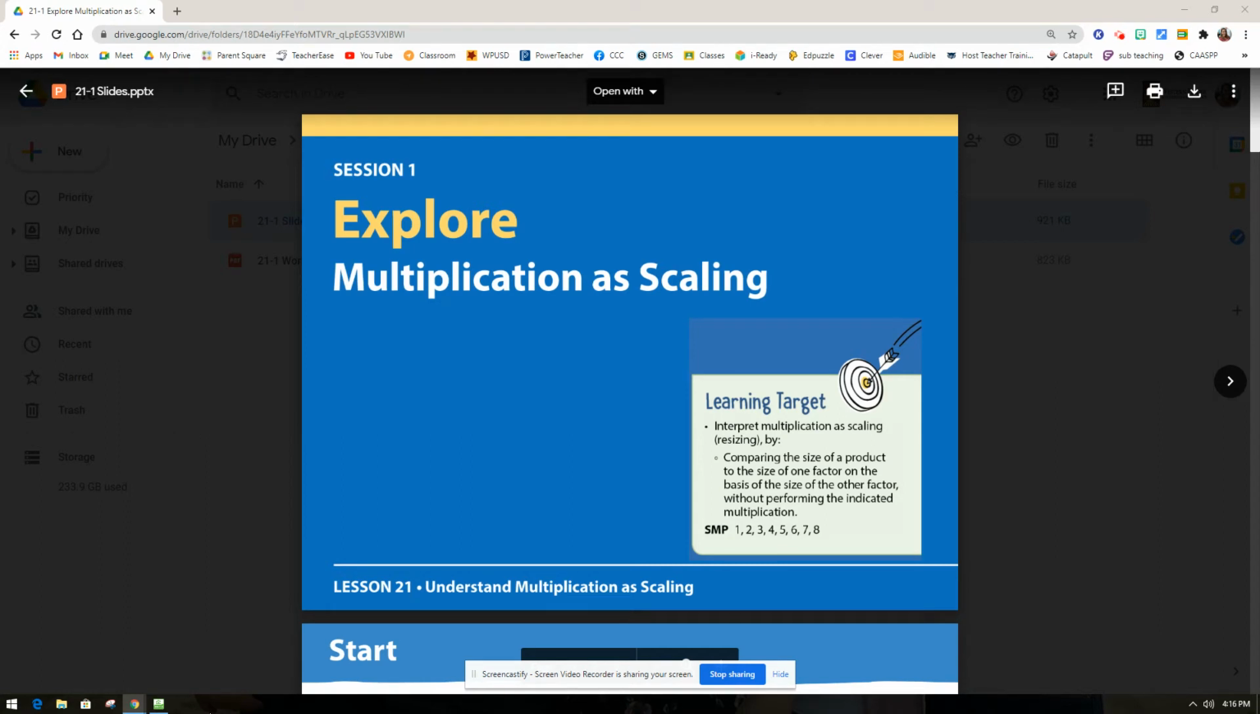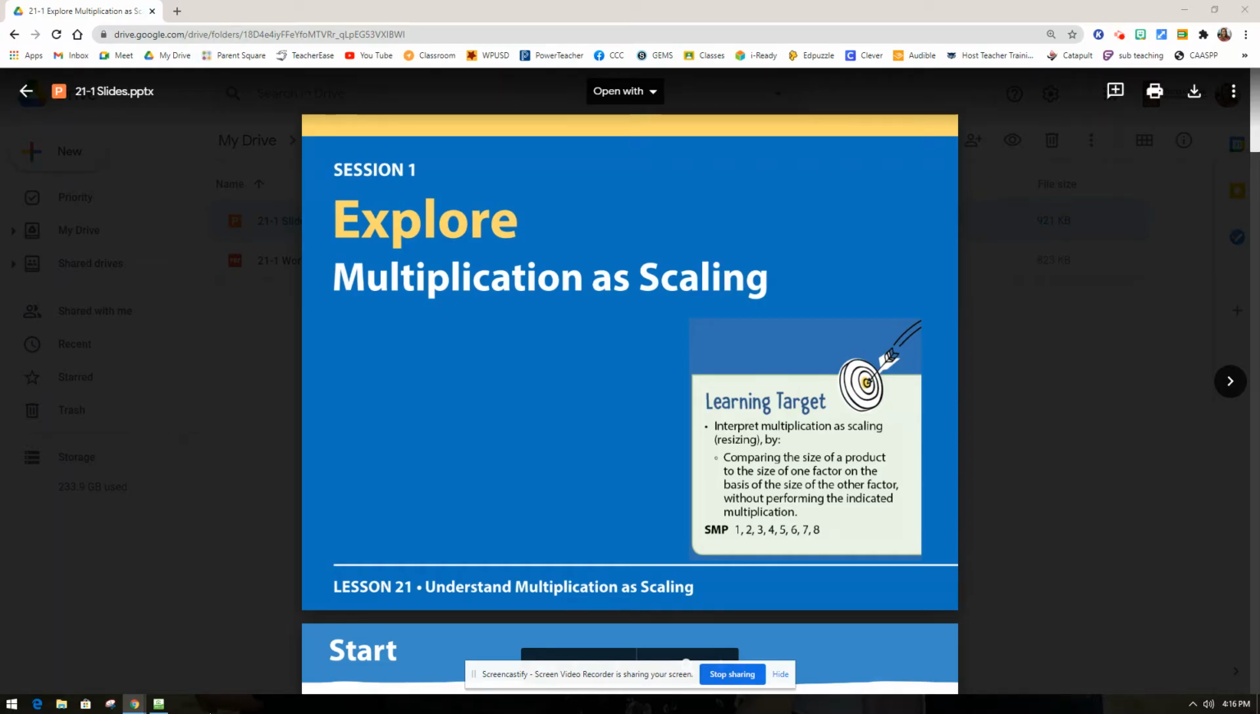Today we'll be working on multiplication as scaling. We're going to be comparing the size of a product to the size of one factor on the basis of the size of the other factor. And if that makes no sense to you, don't worry, because I think by the end of the lesson, you'll get an idea of what it is that we're going to be doing.